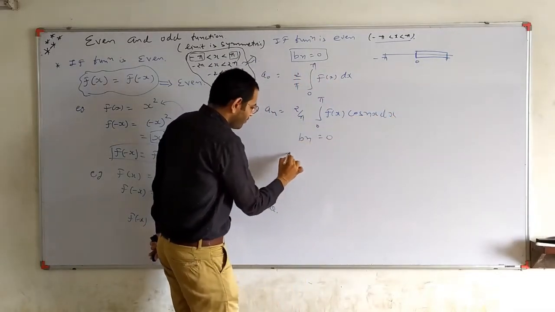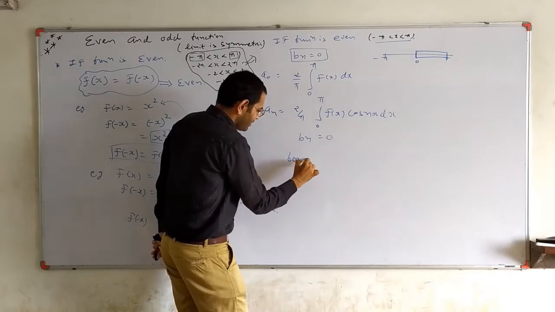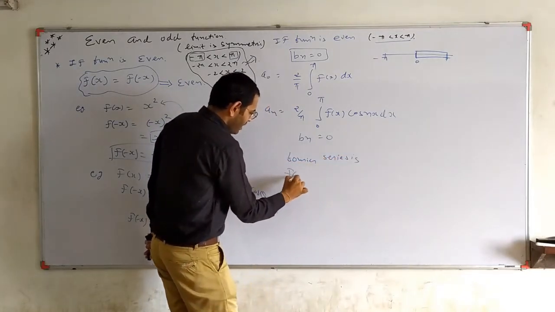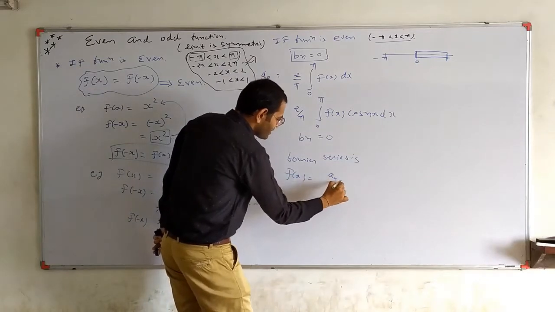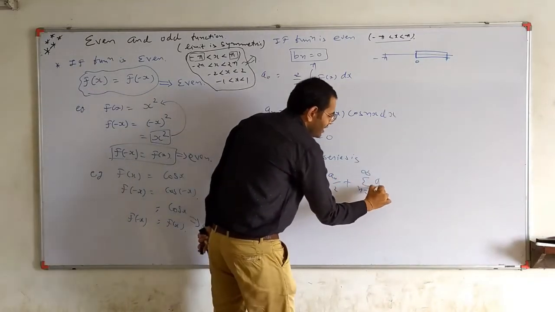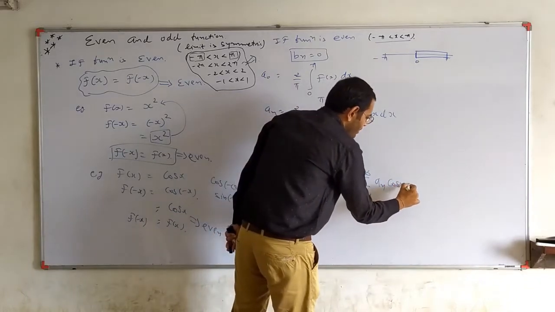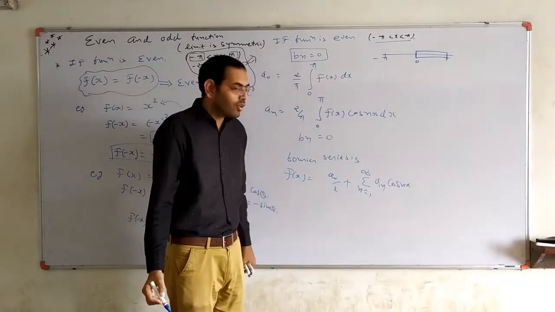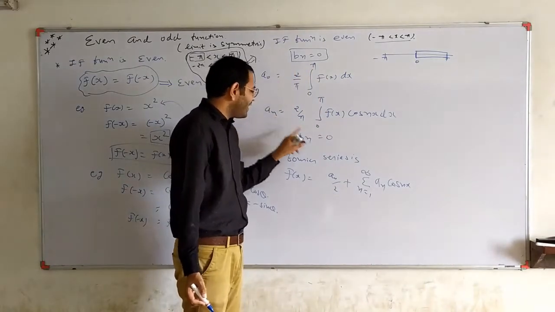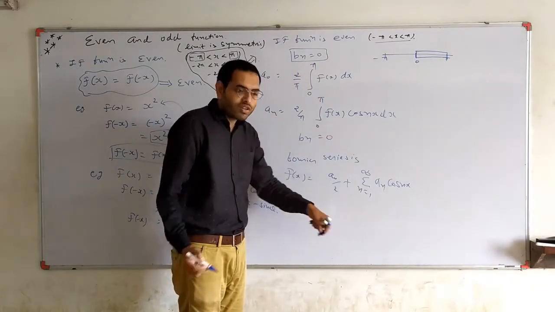Then the Fourier series equals a0 by 2 plus summation n equal to 1 to infinity an cos nx. But bn is 0, and 0 into anything is 0. Then we substitute the values of a0 and an in this equation.